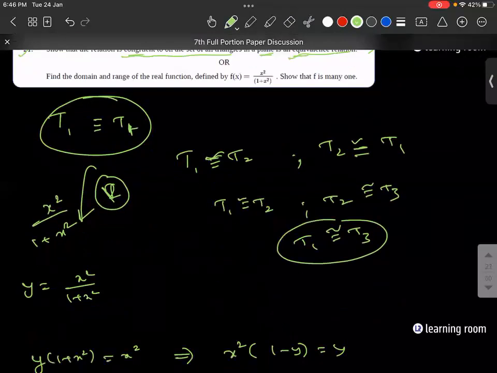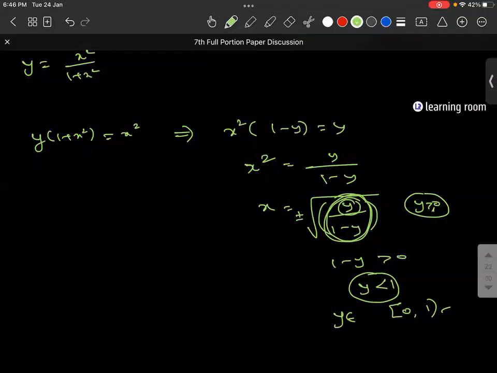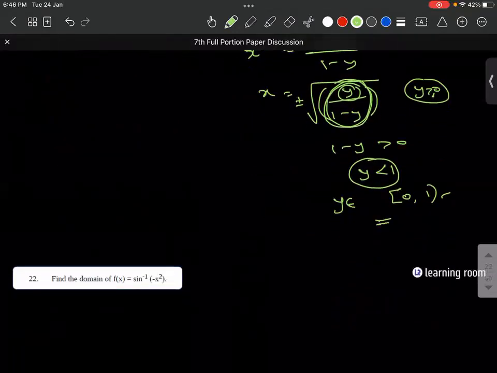Guys, are you with me? Are you able to understand? Yes, sir. Even if you have not done this problem before, suppose this problem comes in the exam, you should be able to do it. Are you able to understand? So y belongs to 0 to 1.